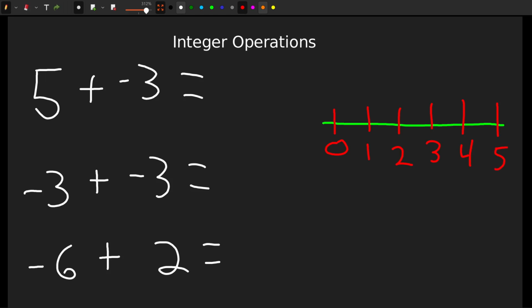And so what we're going to do is we start off by counting out 5 spots, which is the first number, and then we move back 3 spots, which is the second number. So we're going to go 1, 2, 3. And our answer is 2. Okay. Now, let's move on to the next problem. The next problem is negative 3 plus negative 3.